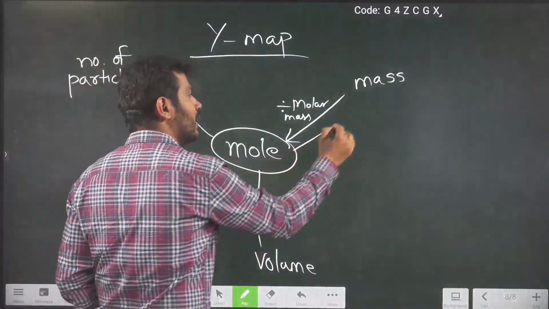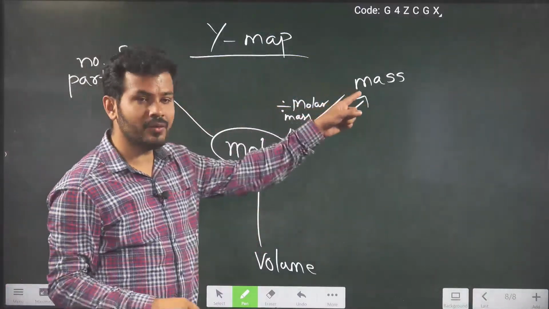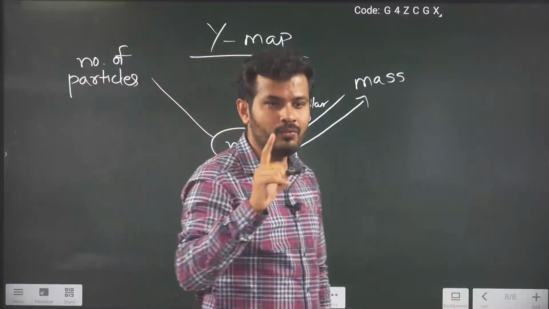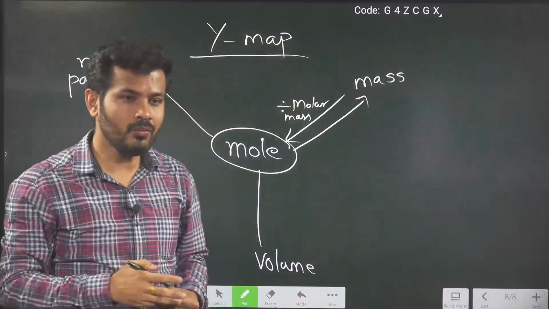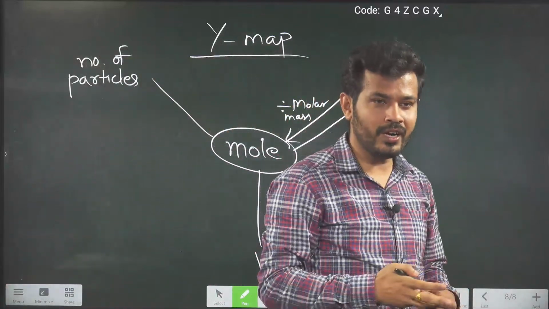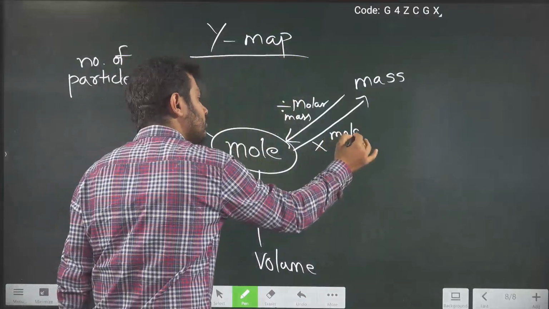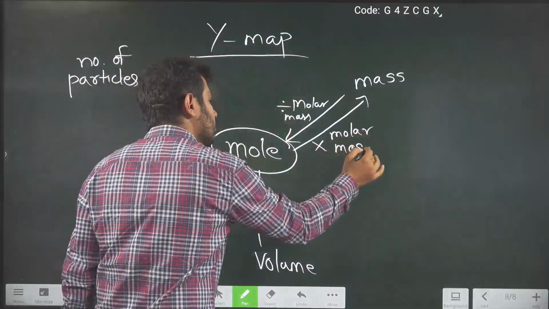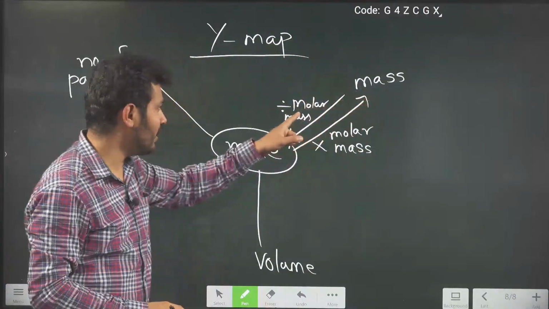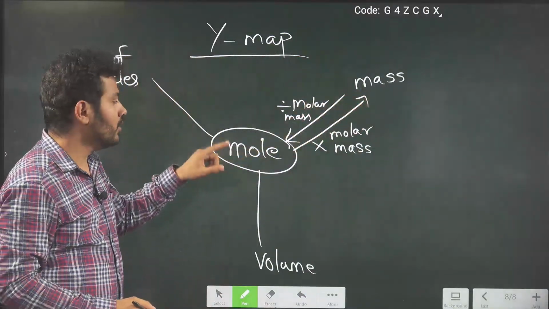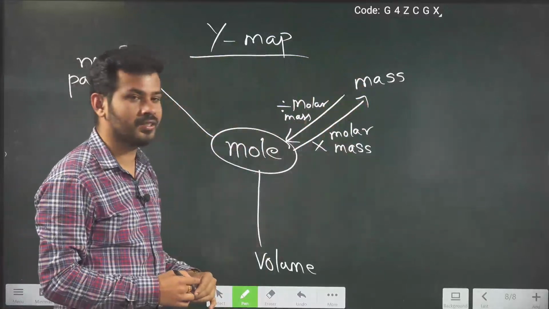Similarly, if mole is there, how to get the mass? If 1 mole of carbon is 12 gram, 2 mole will be how much? 1 mole is 12 gram, 2 mole 24, right? You just have to multiply the molar mass. So it is just the opposite. If mass is given, divide by molar mass, you will get number of moles. If mole is there, multiply with molar mass, you will get mass. Means they are interconvertible to each other, right?